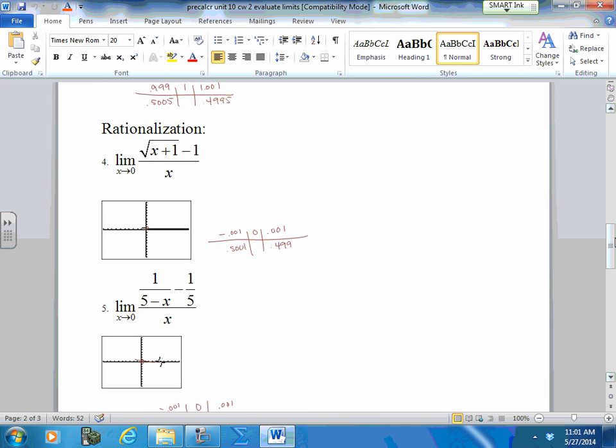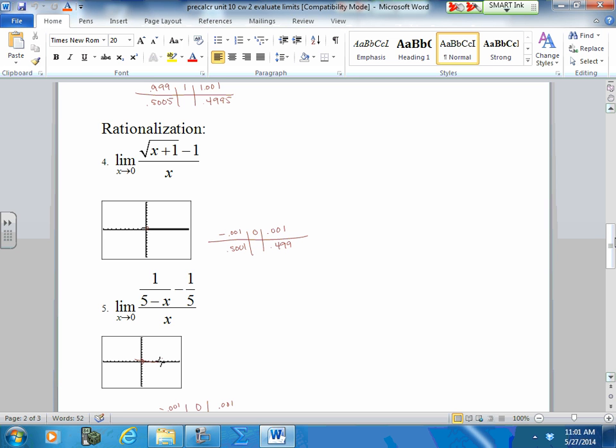Alright. This one, not such a pretty one. But we're going to rationalize this guy. Now, normally, you rationalize your denominators. However, this time around, we rationalize our numerators. Because here's my problem. I can't plug a 0 in for x, right? I can't divide by 0. So I need to be able to eliminate my denominator. There's nothing I can multiply the x by right now. So we're going to rationalize your numerator.